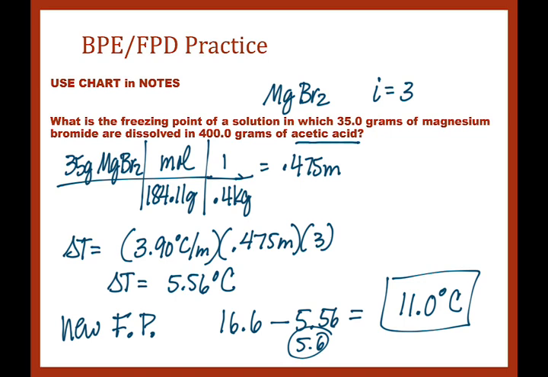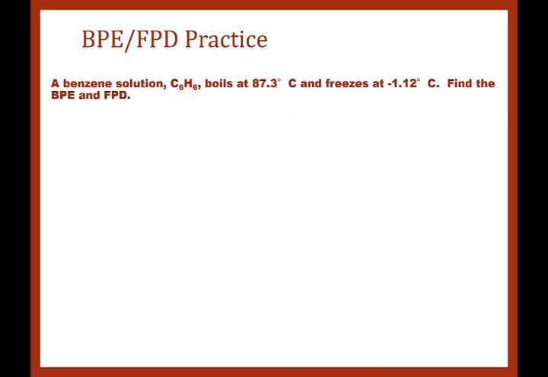All right, we got one more, and this is a super easy one. This is just saying benzene solution boils, and it does say solution, so we're not talking about the pure solvent, boils at 87.3 and freezes at negative 1.2. Find the boiling point elevation and the freezing point depression. So basically, you're finding what is the delta T in a roundabout way.